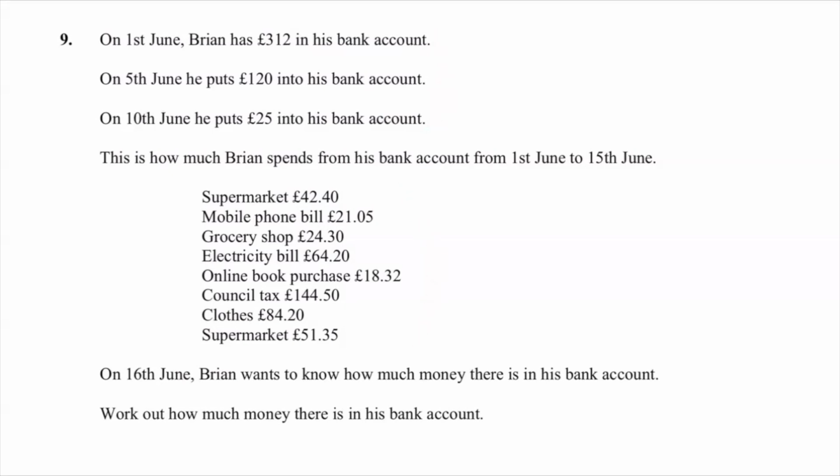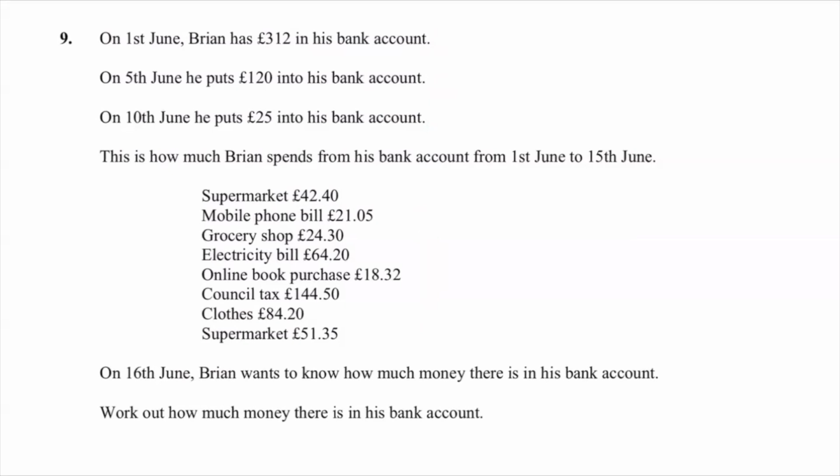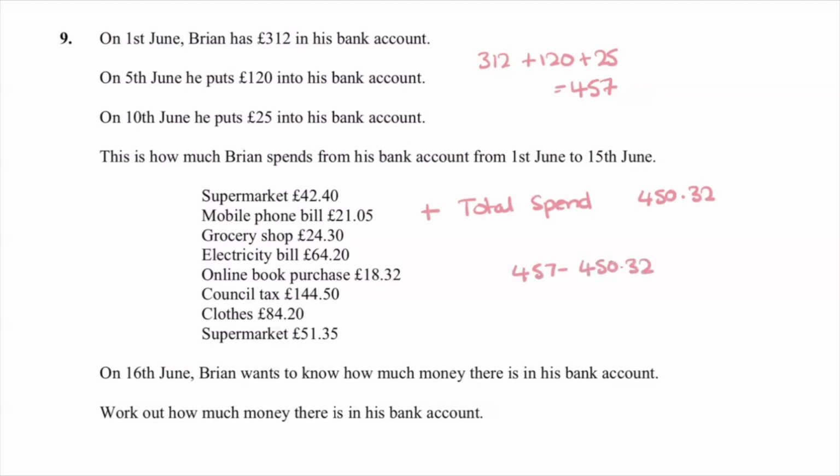So the first thing we're going to do to solve this is work out the amount he has in his account. So we just have to add everything together. And that's the total in his account. We're then going to add all of these to get his total spend. And this was 450.32. So to work out how much money there is left in his bank account after he has done all that spending, we just need to do 457, take away 450.32 to get our answer of £6.68.